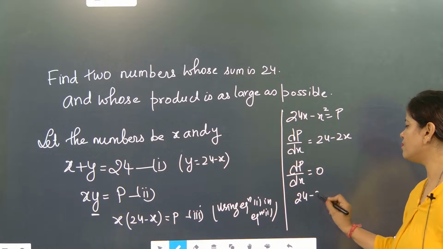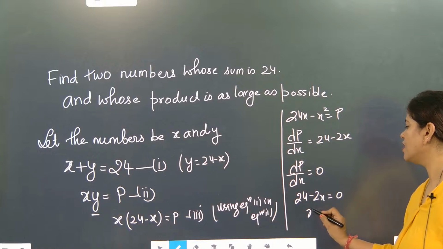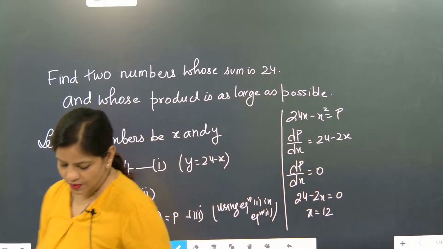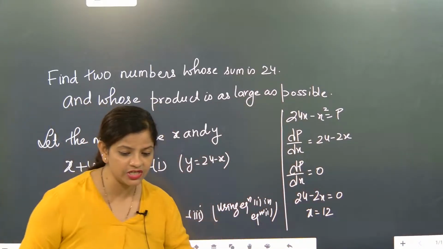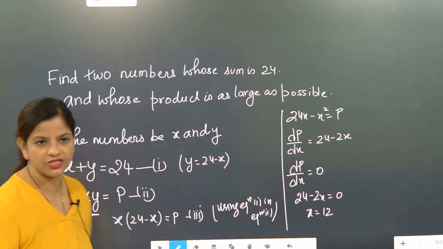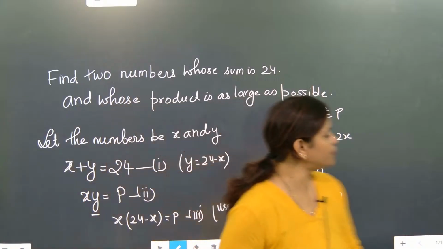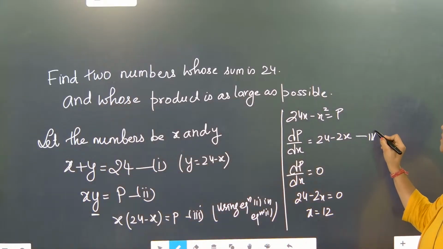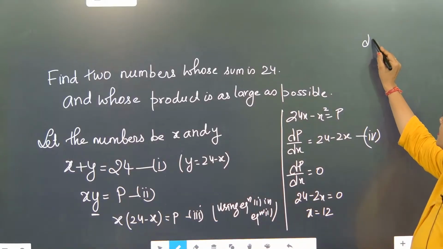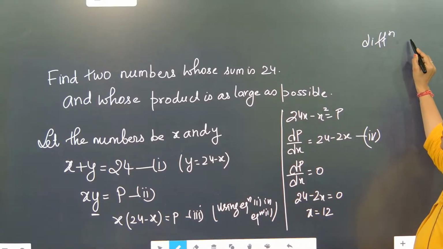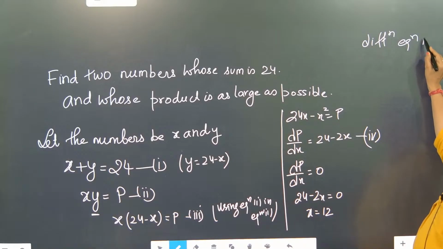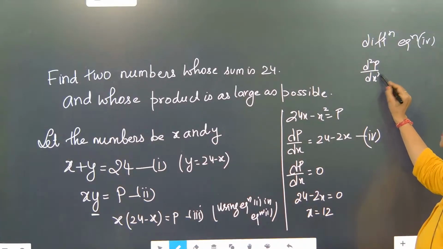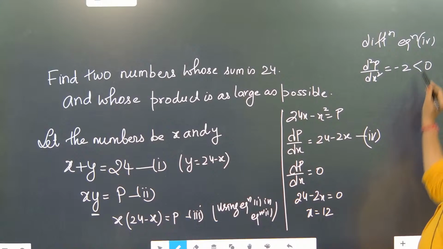So 24 minus 2x is equal to 0. So x is coming as 12. Once you got x equal to 12, now you have to differentiate again. The second stage is double differentiation. Now you have to differentiate dP by dx, which is equation 4. Again differentiating equation 4, d2P by dx square is equal to minus 2, which is less than 0.